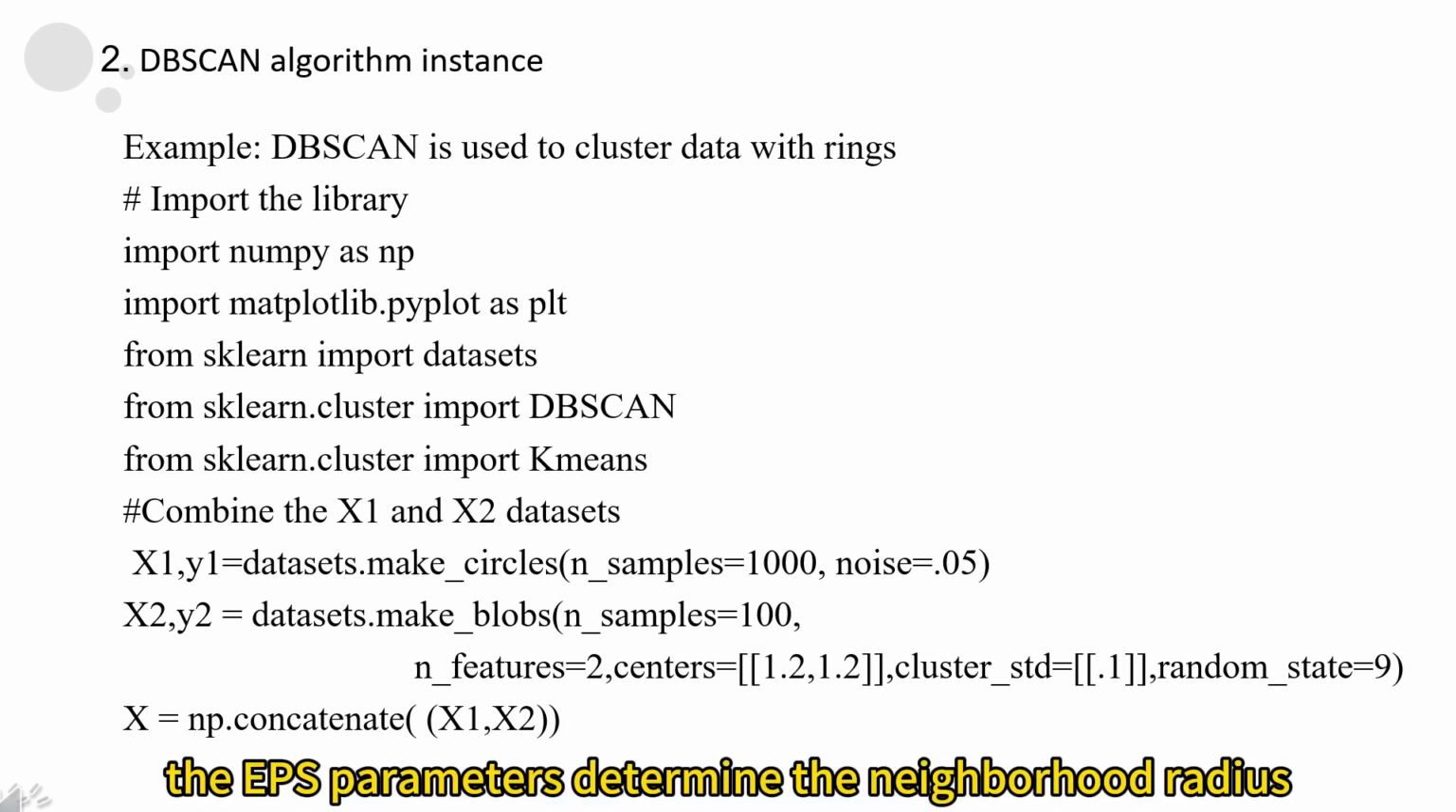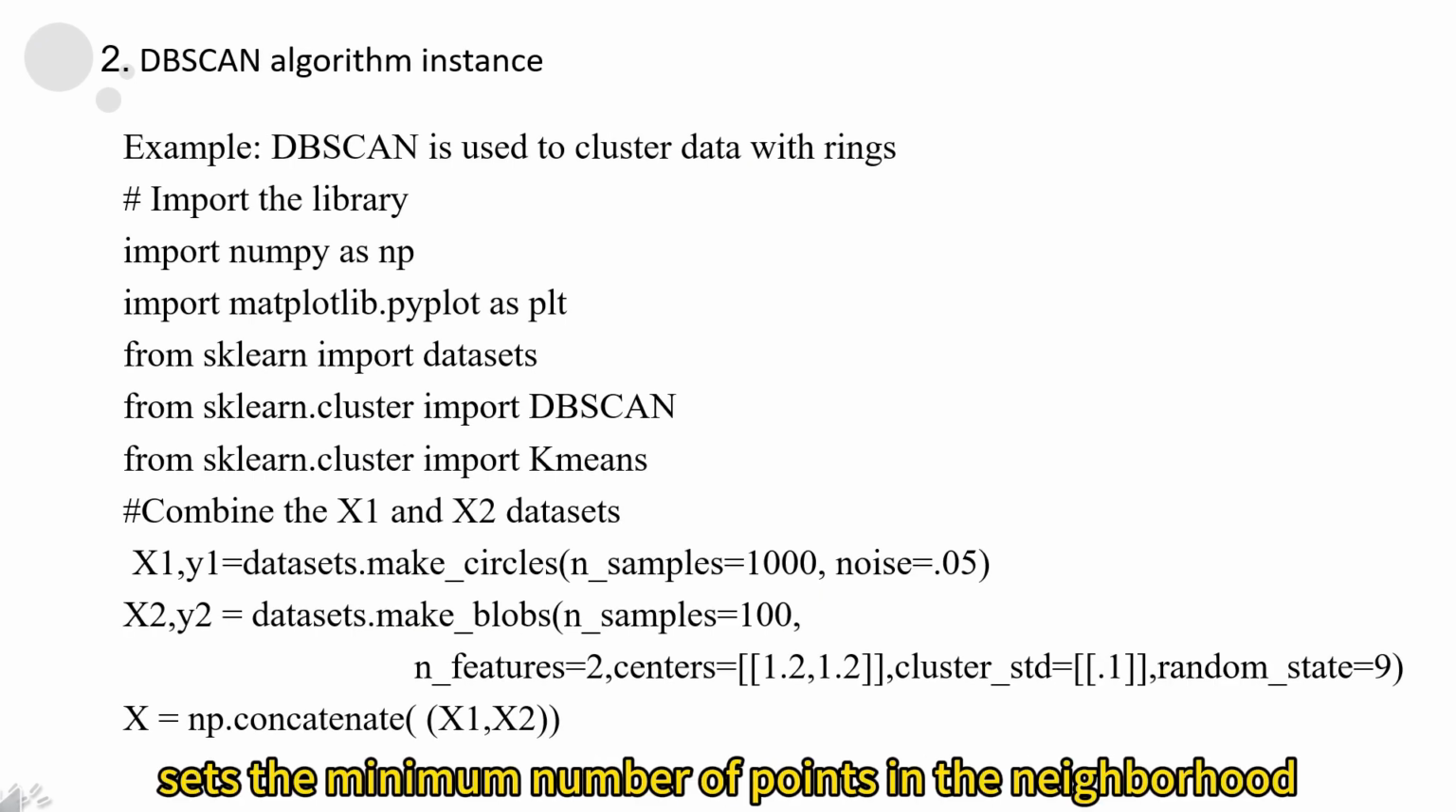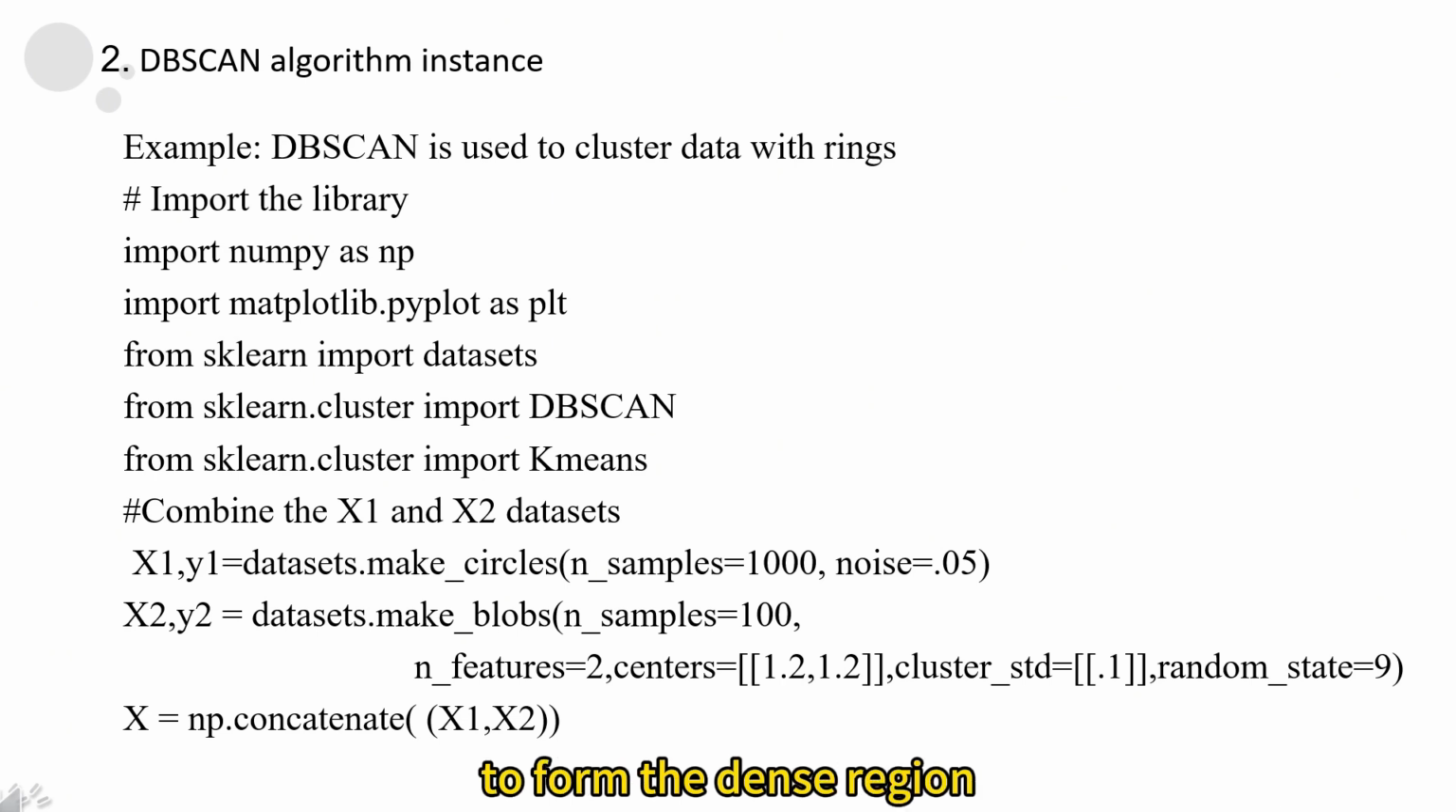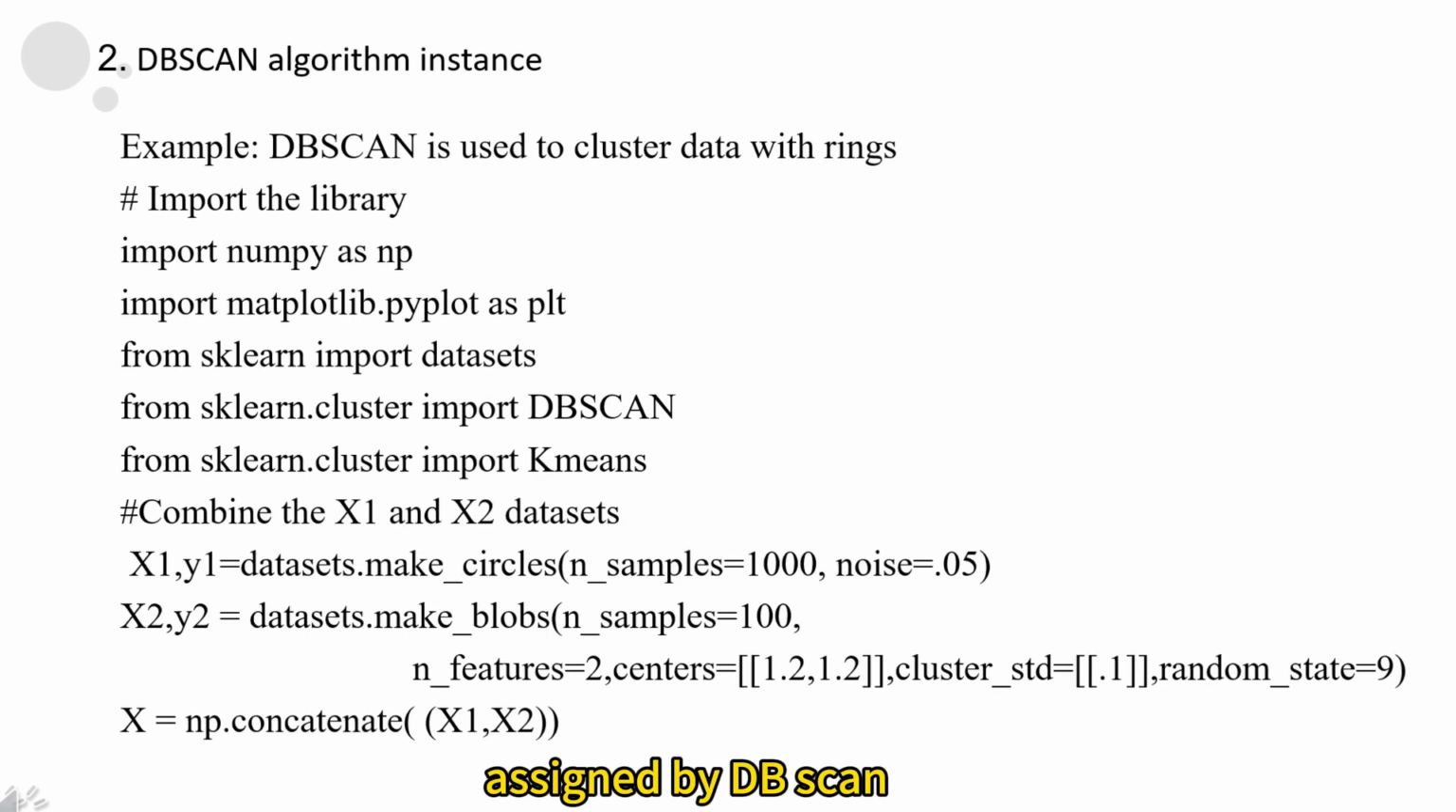The EPS parameter determines the neighborhood radius, and min samples sets the minimum number of points in the neighborhood to form a dense region. And the y variable holds the cluster labels assigned by DBSCAN.